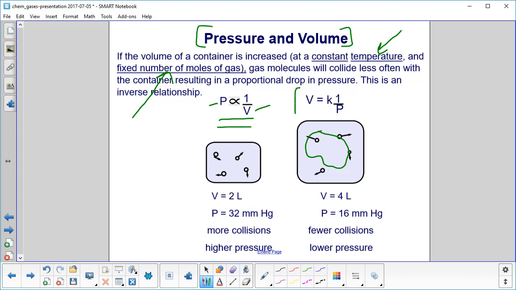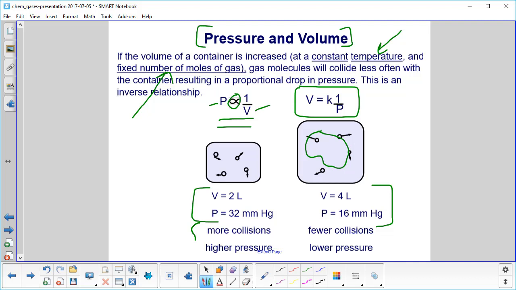Another way of showing that, instead of with the proportional sign here, that's what that alpha means, you come up with a constant, we'll just call it K, K for constant. So V equals some constant times 1 over the pressure. Let's see over here on the left, we have a volume of 2 liters, and we find that the pressure is 32 millimeters of mercury. When we expand to 4 liters, we note the volume was doubled and the pressure got cut in half. That's an inverse relationship. It went down to 16 millimeters of mercury.